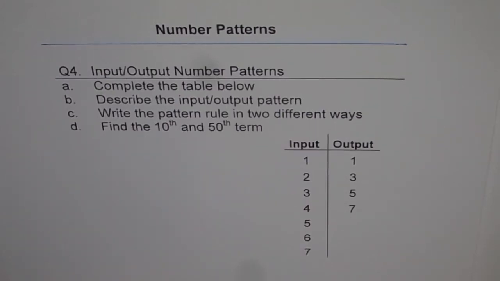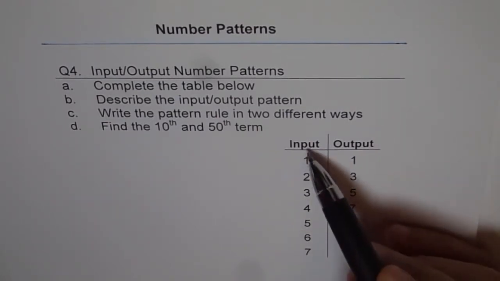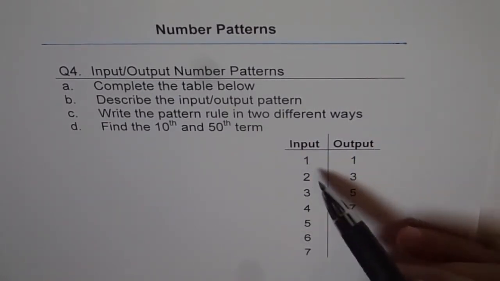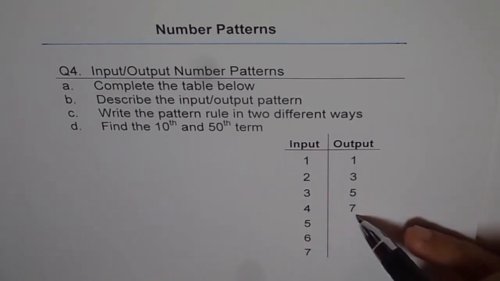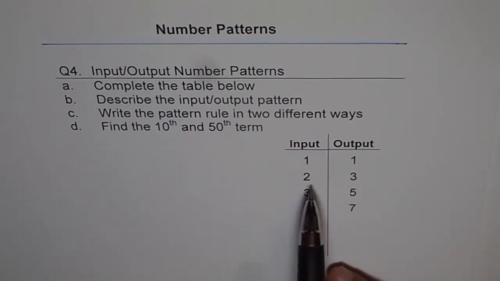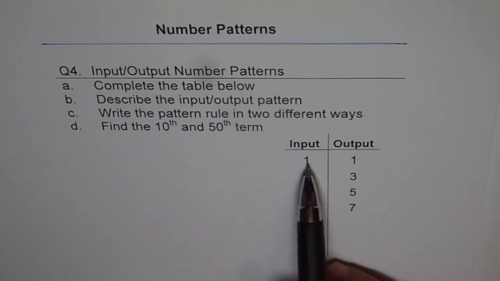Number patterns, question 4. Input-output number patterns. Now here we have a table which is called an input-output table. On this side we have all the inputs, and on the right side of this table we have outputs, right? So that is called an input-output pattern. Pattern of getting output from given input.